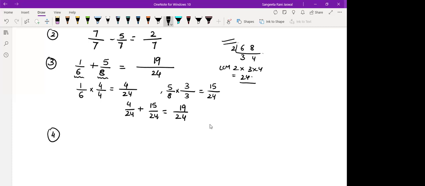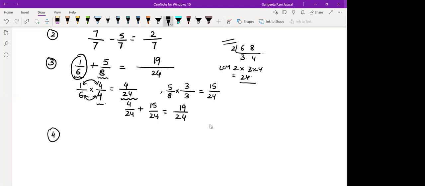Got it? Yes, ma'am. Now I want to make this 1 by 6 with denominator 24. So how can I convert 6 to 24? If I multiply 6 with 4, I can get 24, no? So, I will multiply with 4 here in the denominator, and the same number has to be multiplied with the numerator also. It's a very important thing. So, 1 into 4 is 4, as we multiply fractions. How do we multiply fractions? Very simple. You multiply numerator with numerator and denominator with denominator. So, 1 into 4 is 4. 6 into 4 is 24. So, we get 4 by 24.